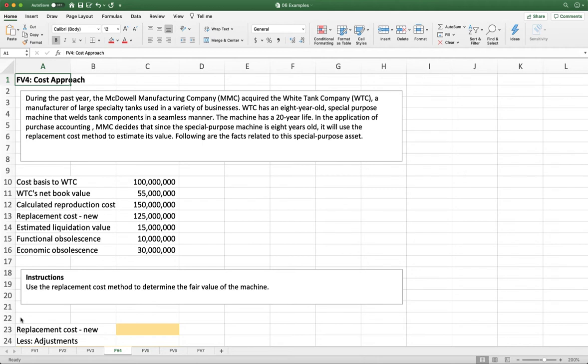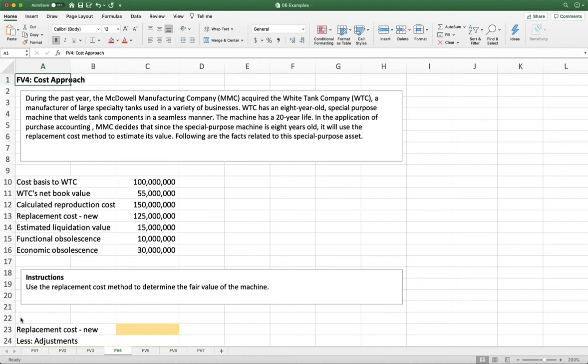And then we have economic obsolescence, which is a loss in value or usefulness caused by external factors. So the general economy out there, or regulatory measures that might make it so that this has more environmental implications or fees or something like that.